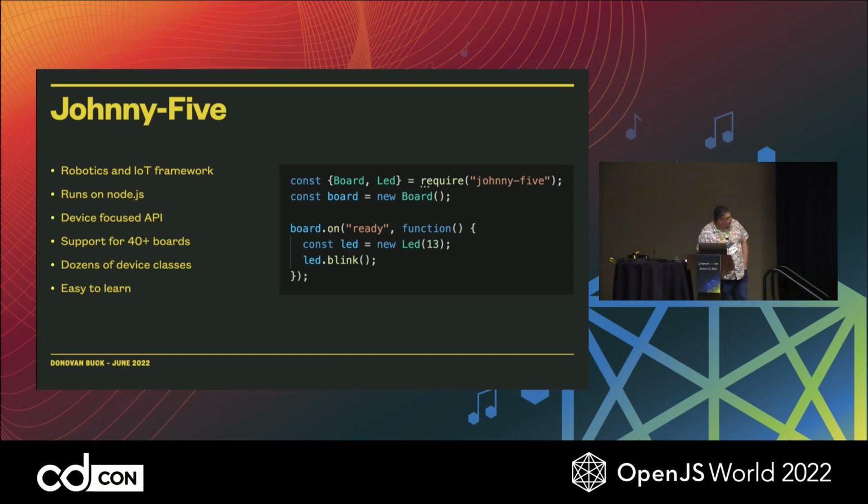This program that you see on screen here is a typical Johnny 5 program. It's the hello world that I was referring to. All we're doing to make it happen is requiring a couple classes that we're going to need, a board and a device. We're instantiating that board. When it's ready, when that event fires, we're going to instantiate an LED and tell it to blink. It's hard to imagine that programming hardware could ever be easier than that.